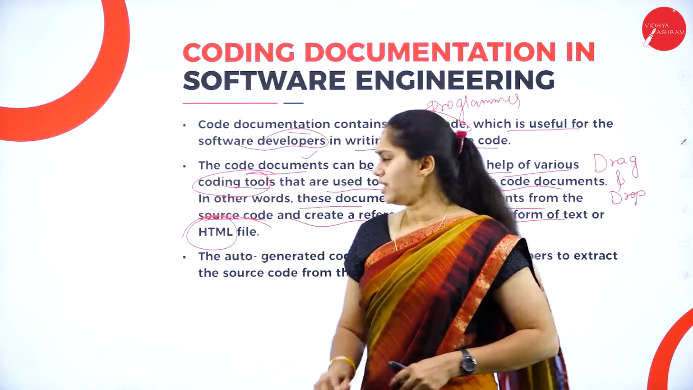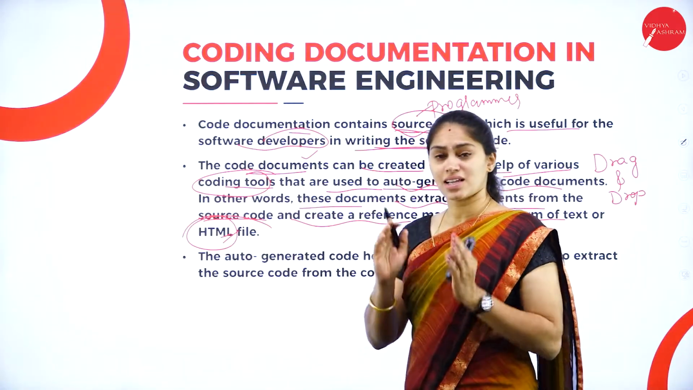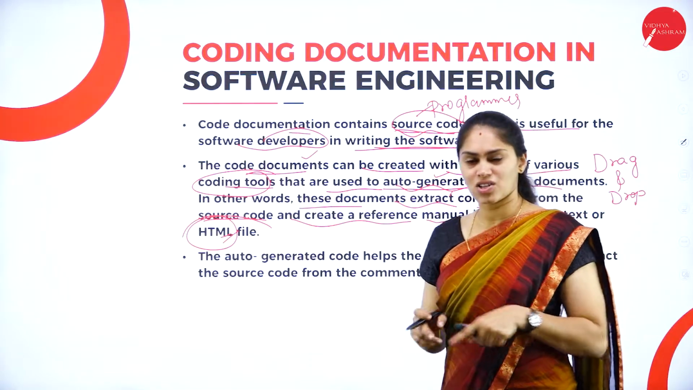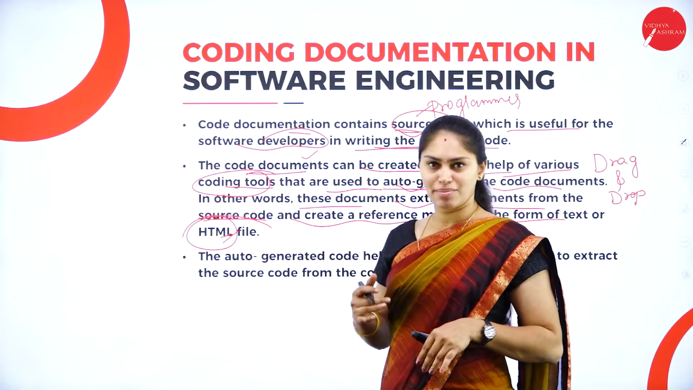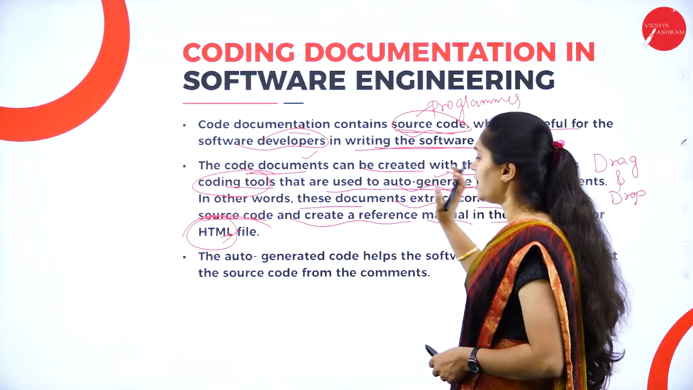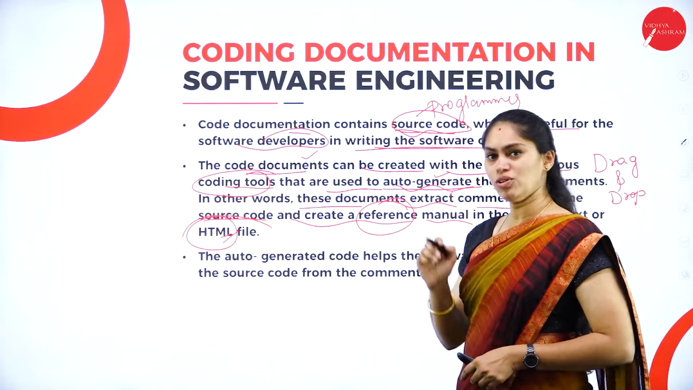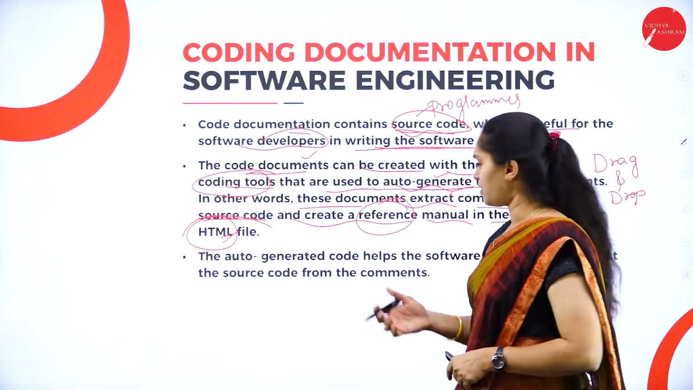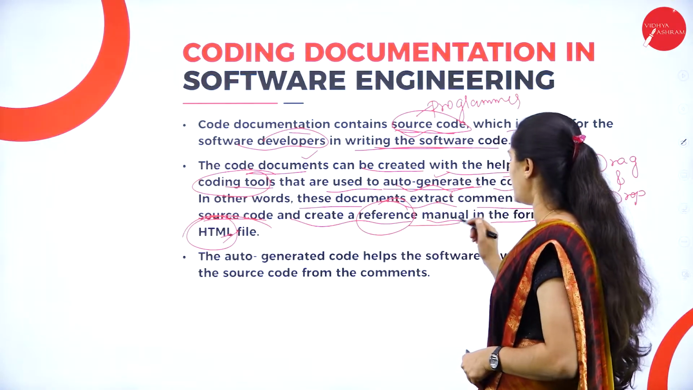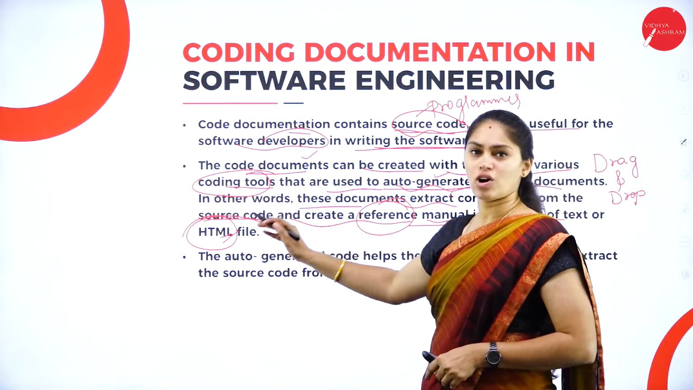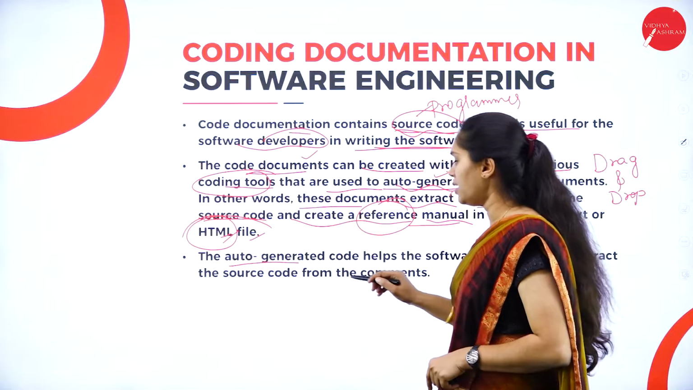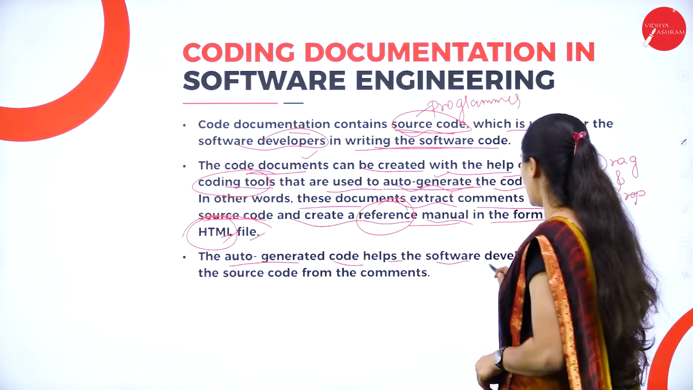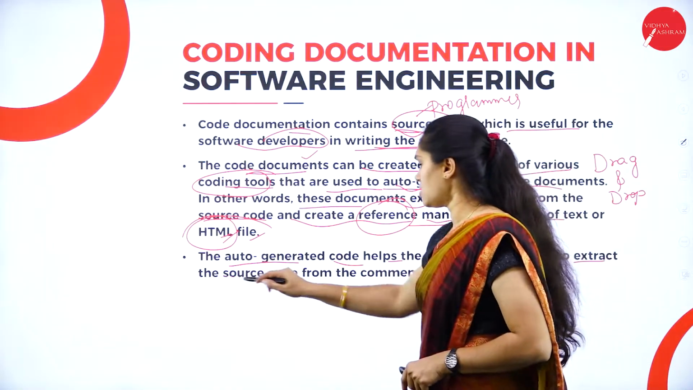As of now I told here HTML file. If you just right click on the web page and see the source code over there, you will get how it has been implemented. It is mainly helpful to consider that as a reference. It will create a reference manual in the form of text or an HTML file or a web page, so that the auto-generated code helps the software developers to extract the source code from the commands.